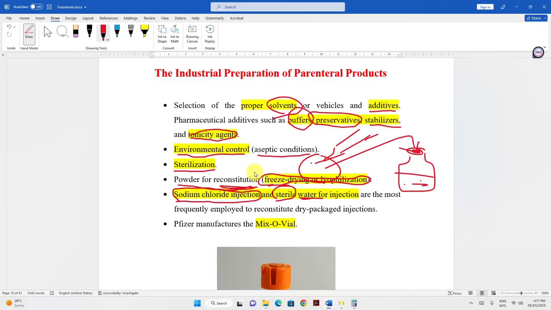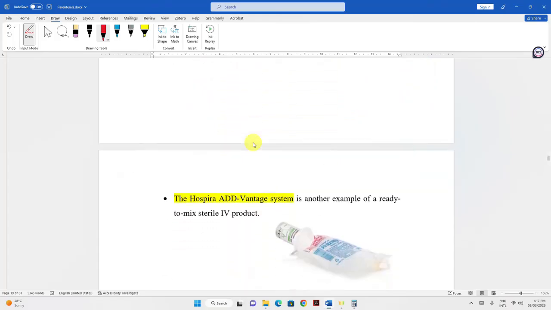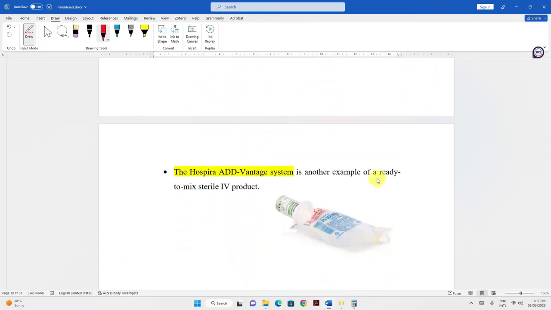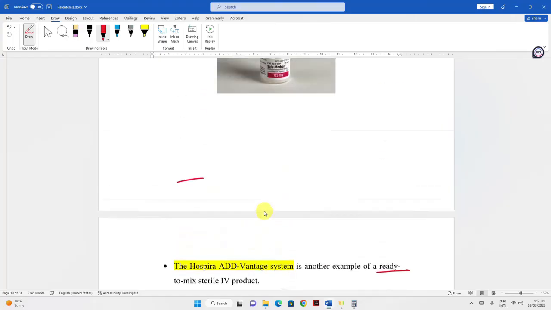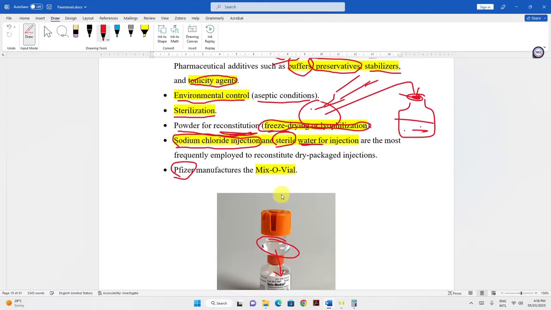Okay, and that's why some companies, including Pfizer, which is the biggest pharmaceutical company, have preparations where the system is ready to mix. Okay, ready to mix, like what you see here. The water or the vehicle you want to mix it with, the powder is already there. You just press on it and it will fall down, so you are reducing the risk of contamination. This is referred to as Mix-o-Vial.